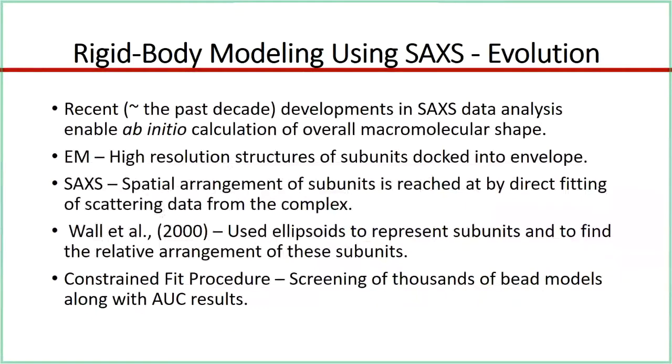Then there are other techniques which involved use of data obtained from other techniques to generate restraints that can be used to screen, for example, thousands of bead models, which then are consistent with the restraints generated from other techniques, analytical ultracentrifugation, for example. This is called the constrained fit procedure. This was, I think, first seen in 1999 from the Perkins group.